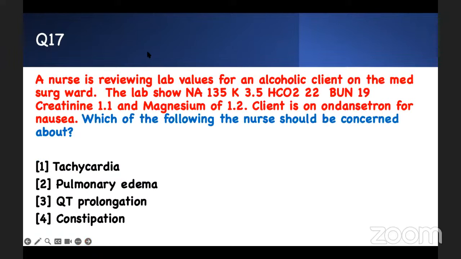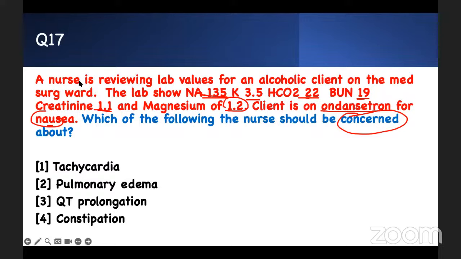This is another question to test you. Which of the following should the nurse be concerned about? Concern is a buzzword. A nurse is reviewing lab values for an alcoholic client on the MedSurg board. The lab values show sodium 125, potassium 3.5, bicarb 22, BUN 19, creatinine 1.1, magnesium 1.2. The patient is on ondansetron for nausea. What should he be worried about? Let me see if you can think critically about this question. I've broken it down for you. Alcoholic, he came in, these are his labs, and he's on ondansetron. Which of these should the nurse be concerned about?